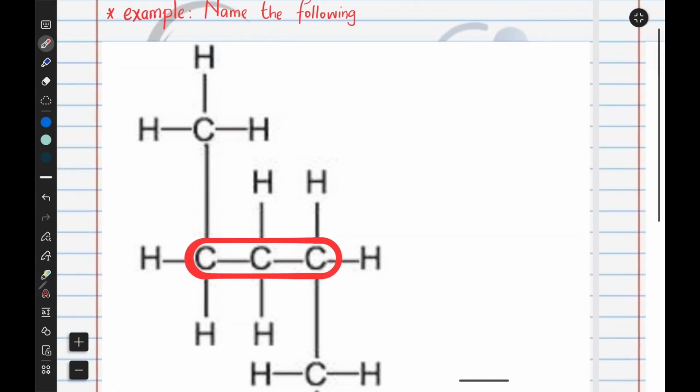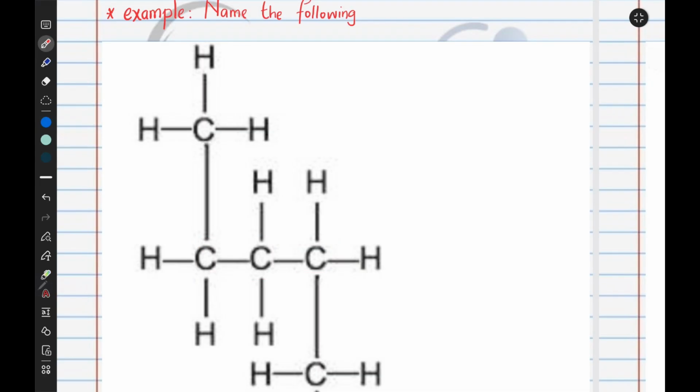So whenever you are identifying the longest chain, just remember that you will never have the chains or the substituents or the alkyl groups being located in the first and the last carbon atom within the main chain. It's not possible. So always know that as soon as you have substituent groups or alkyl groups or these branches in the first or in the last carbon, that is not true, right? So this means that's not our chain.